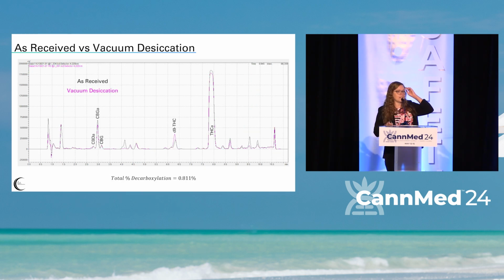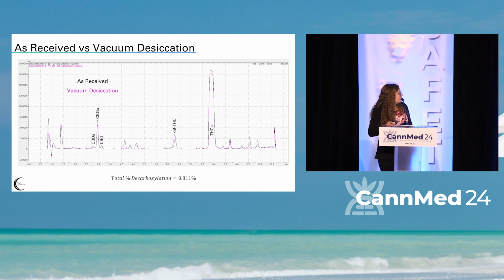On the next several slides, we're going to review the total percent decarboxylation, and so in order to calculate that, we looked at the actual decarboxylation divided by the theoretical decarboxylation multiplied by 100, and that theoretical decarboxylation was calculated based on what that as-received sample would be if it fully decarboxylated.